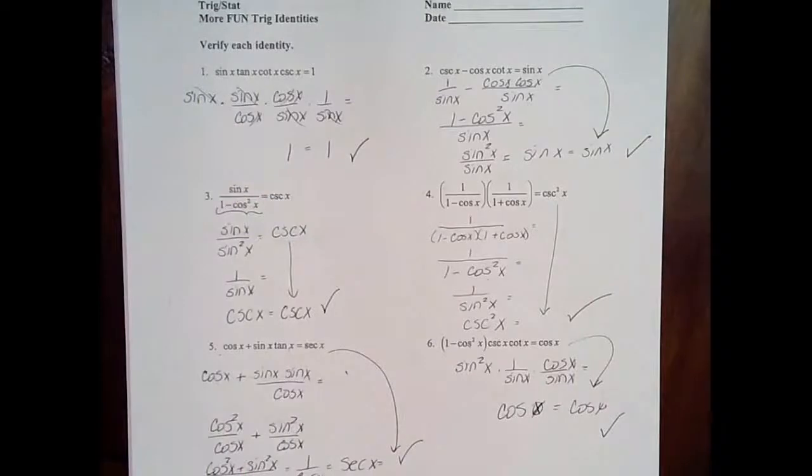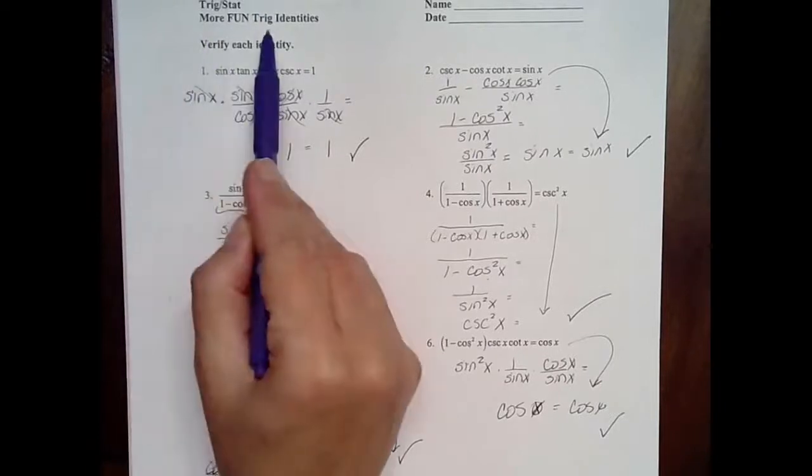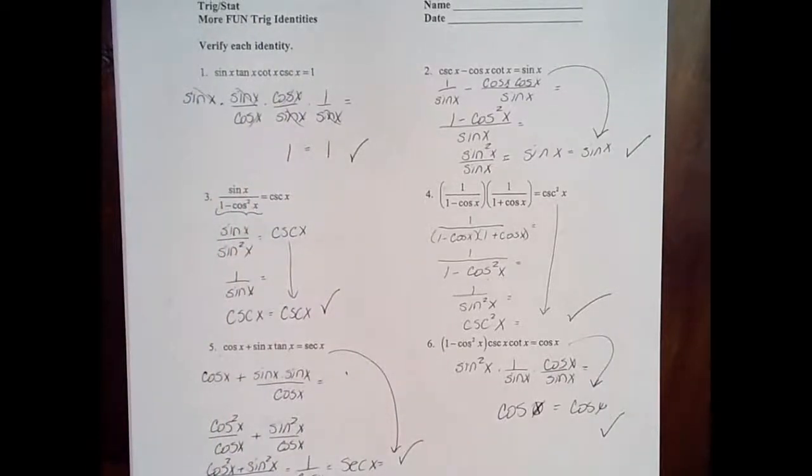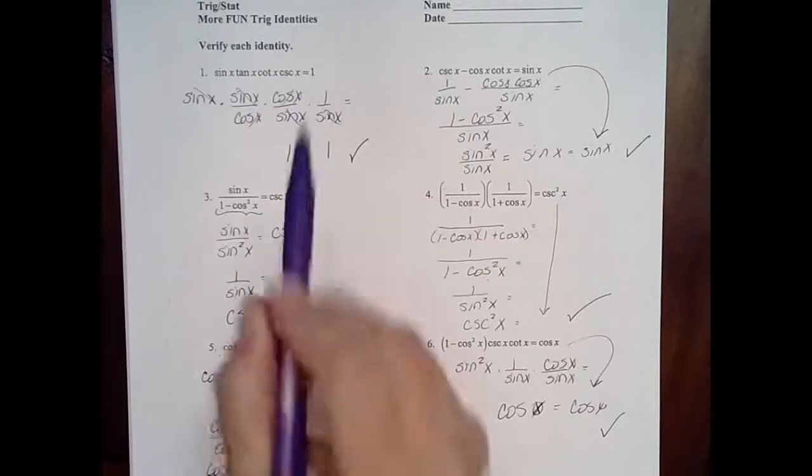This is the fourth and final review worksheet that we have on our haiku page. This one was optional. Let's take a look. More fun with trig identities. So I already worked it out for you. I'm just going to talk it through. It might go a little faster.